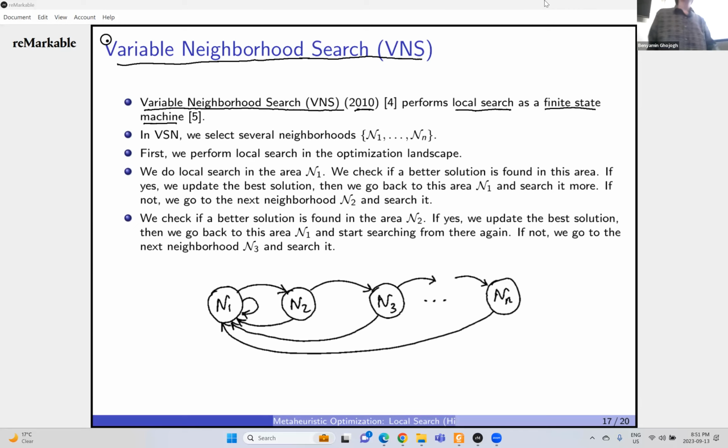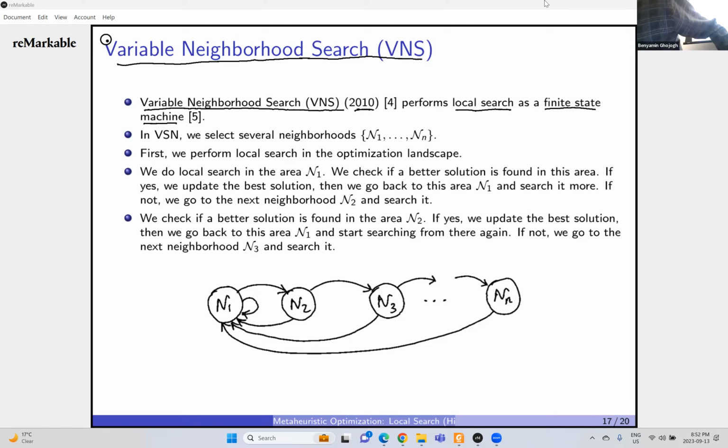Do you know what a finite state machine is? I think in robotics you see it a lot. Also in control theory, you see it a lot. Sometimes in programming, you can code using finite state machines. It's saying that I have some states, then I can go from one state to another one based on some conditions, right? Then VNS uses a finite state machine for that.